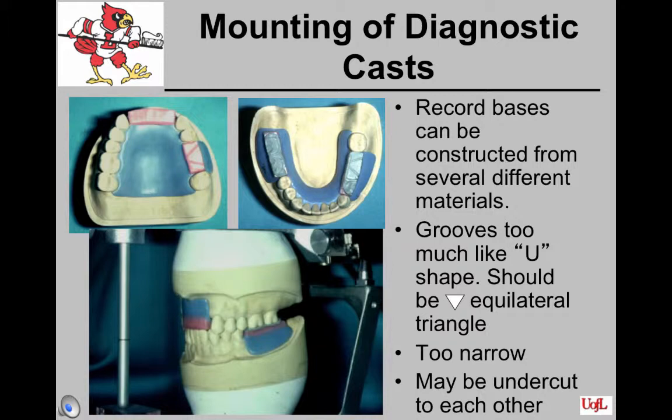As far as those grooves that are placed into the ridges as indexes, you don't want them to be too U-shaped or real straight walled, because they can be undercut to one another and rip off the wax. They should be more like an equilateral triangle that's about 2 to 3 millimeters in depth. You don't want them to be too narrow, or again, wax will get caught down in them and maybe rip off the occlusion rim, and you have to start back at square one.